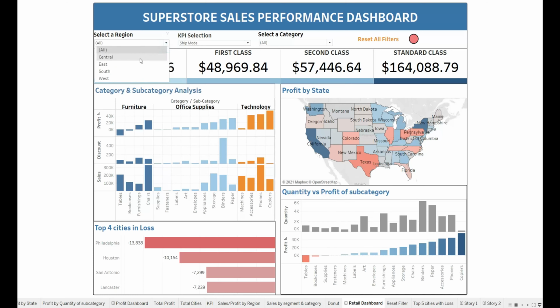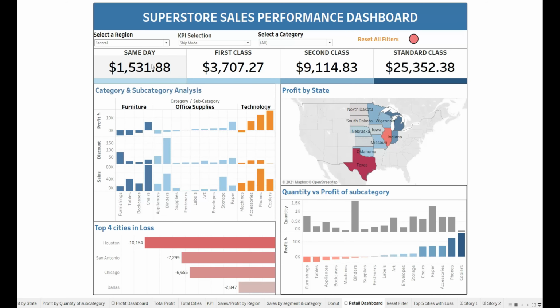So I'm selecting the central region as the filter. You can see that every element is being filtered by the central region. As you can see, the standard class ship mode has the highest profit, while the same day ship mode has the lowest profit, and there is a significant amount of difference in the profit between the standard class and the second class. So I would introduce more subcategories having the standard class shipping mode.